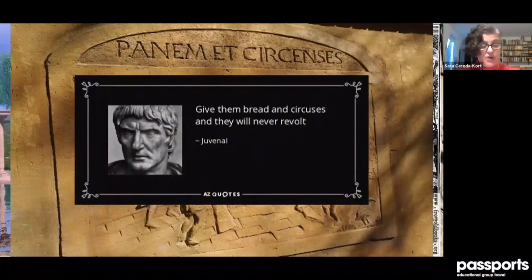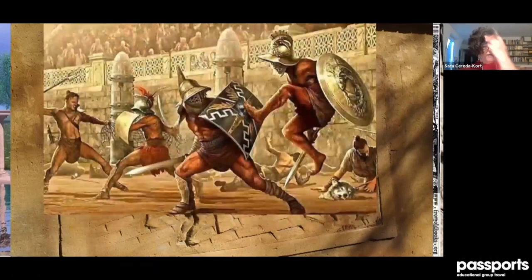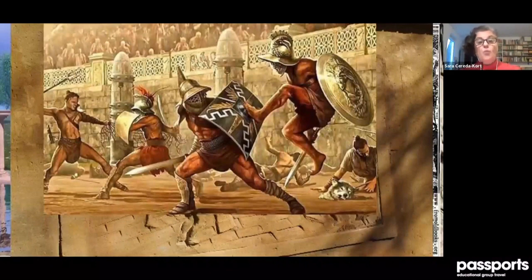And one poet of the time, Juvenal, said, "Give them bread and circuses, and they will never revolt." What does it mean? What kind of games were organized in this arena, in this amphitheater? Mainly war games with gladiators that could be either slaves or free men, athletes trained, but it would be a fight to life and death.